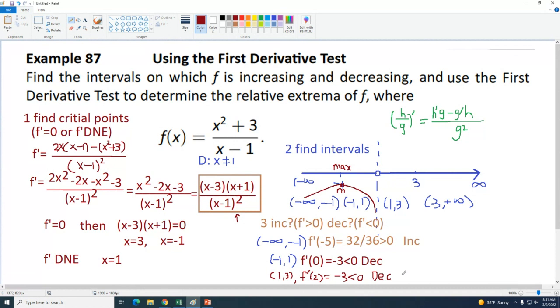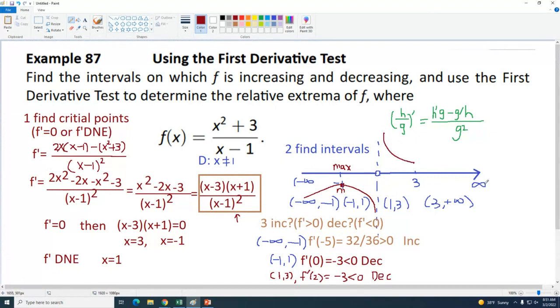But if you plug in 2 in here, 2 squared plus 3 is 7, which is actually positive. At 3, if you plug in 3, minus 1 is 2, 12 over 2 is 6. So it's decreasing. 7 to 6 is decreasing. So it looks like it will be decreasing here.